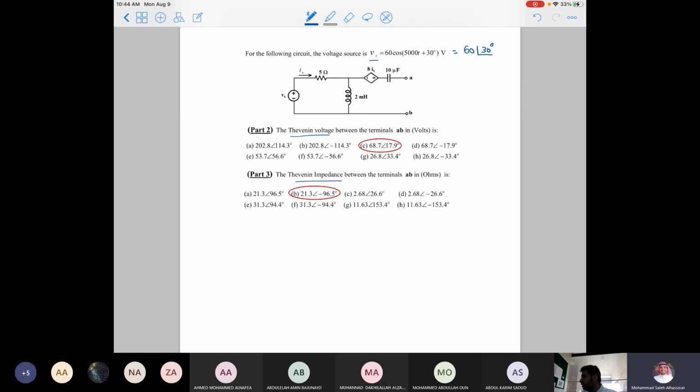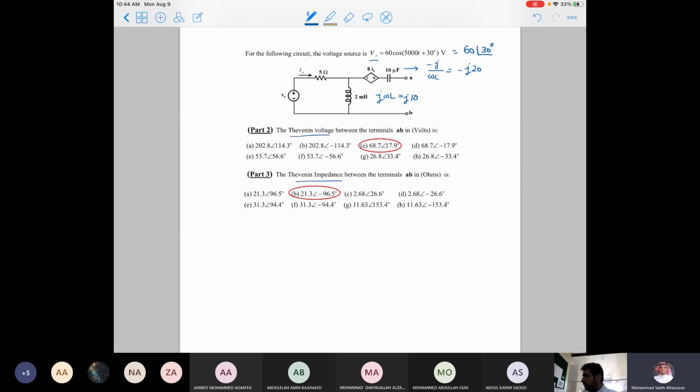So the first step we need to do is to actually draw the circuit and capture the impedance. The impedance for the inductor is j omega L. Omega is 5000. L is 2 milli. So the impedance will be J10. For the capacitor, it's going to be minus J over omega C. So this is going to give me minus J20.